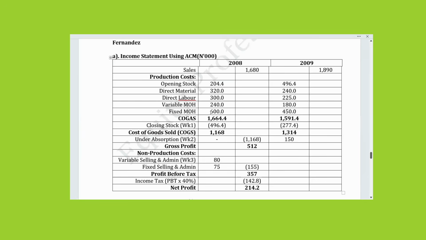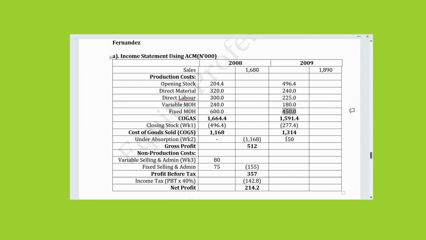I also mentioned last week that the fixed manufacturing overhead, or fixed production overhead, will vary depending on the activity level. In 2008, we produced 200,000 units and the fixed overhead was 600,000. In 2009, we produced 150,000 units and the fixed manufacturing overhead has reduced to 450. So it will continue to vary depending on the activity level.